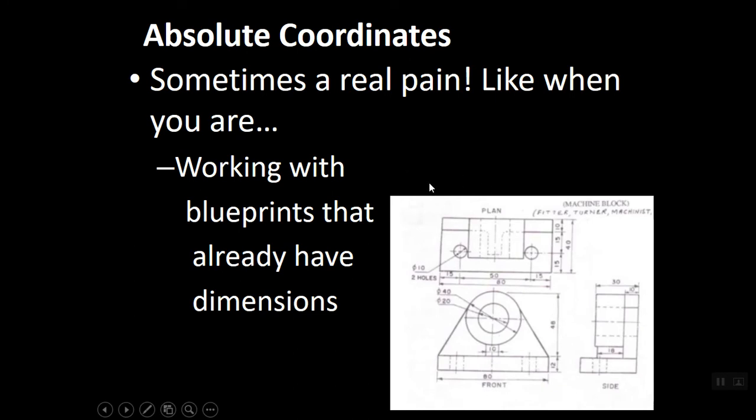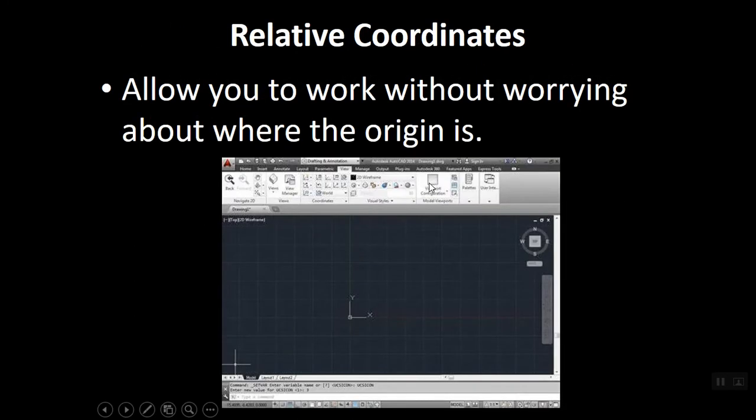Okay, so in these three circumstances, when we have no idea where the grid is or no idea where the number line is, when we are working with big numbers, or when we are working off of a sketch or a drawing that already has dimensions on it, we're not going to use absolute coordinates to draw things. We're going to use something called relative coordinates. And what relative coordinates allow you to do is work without having to worry about where the origin is.